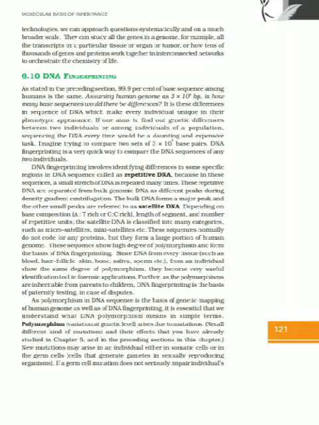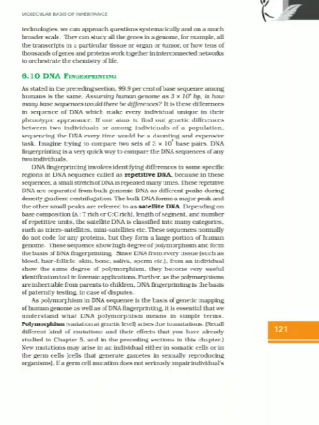DNA fingerprinting involves identifying differences in some specific regions in DNA sequence called repetitive DNA, because in these sequences a small stretch of DNA is repeated many times. These repetitive DNA are separated from bulk genome DNA as different peaks during density gradient centrifugation. The bulk DNA forms a major peak, and the other small peaks are referred to as satellite DNA.